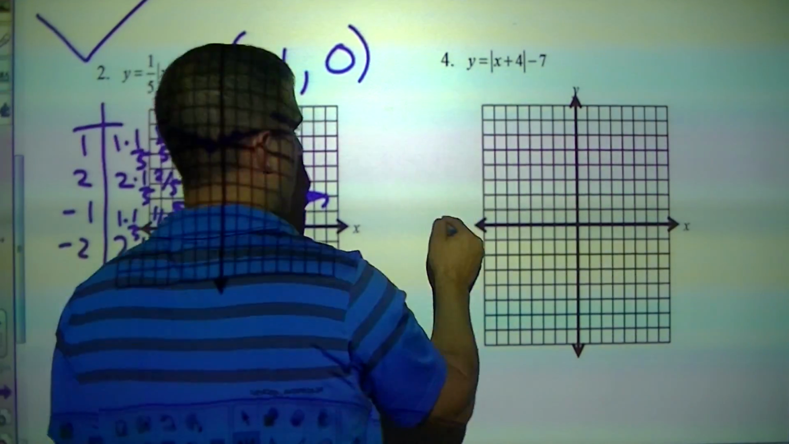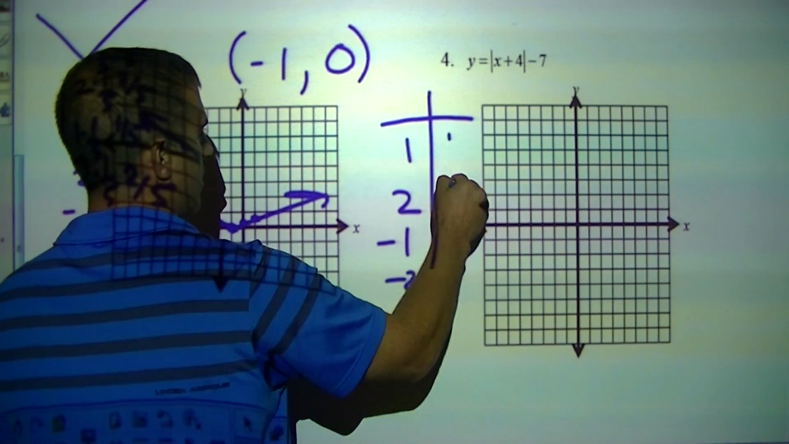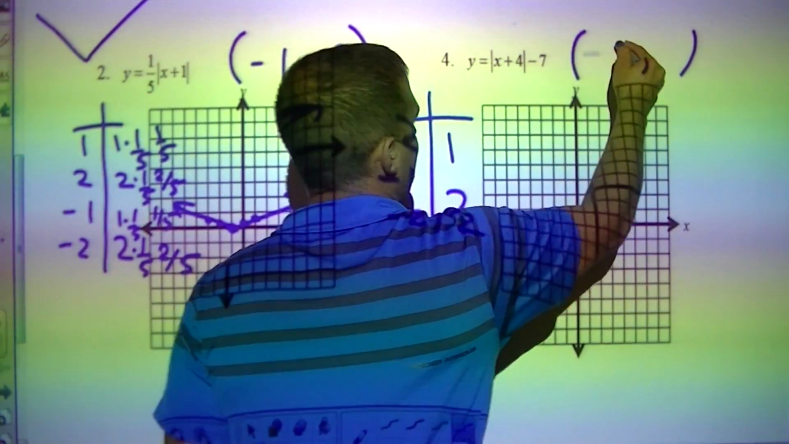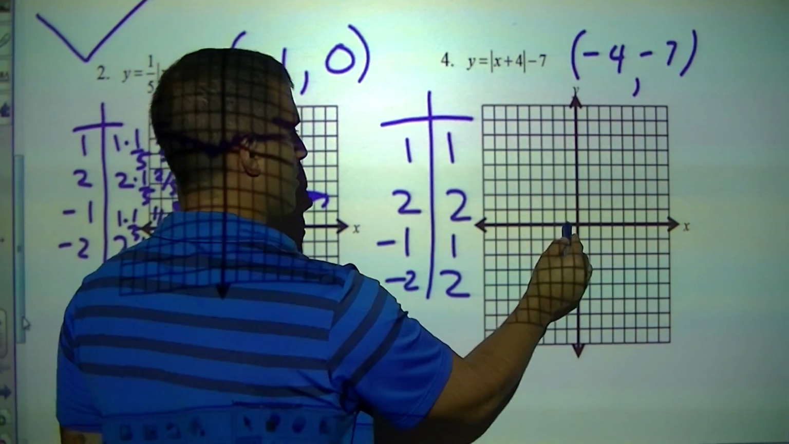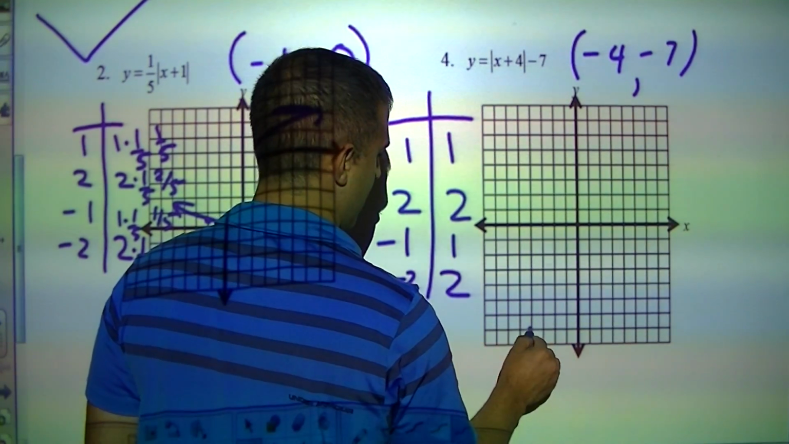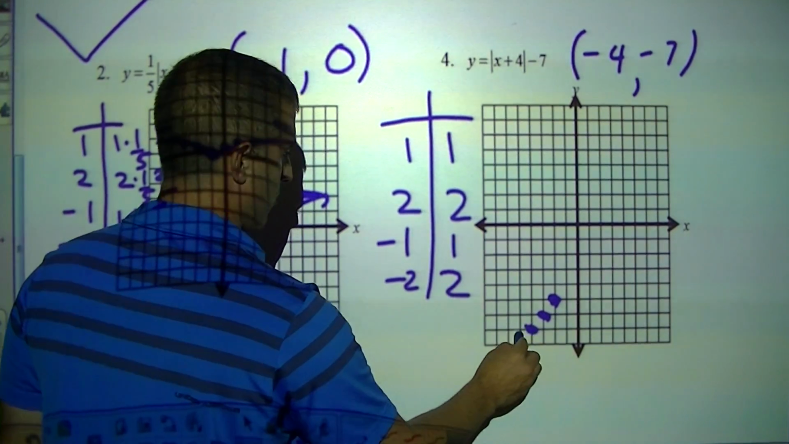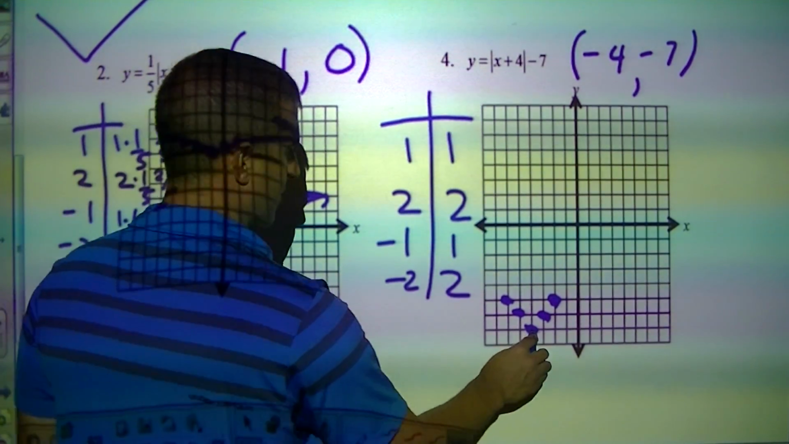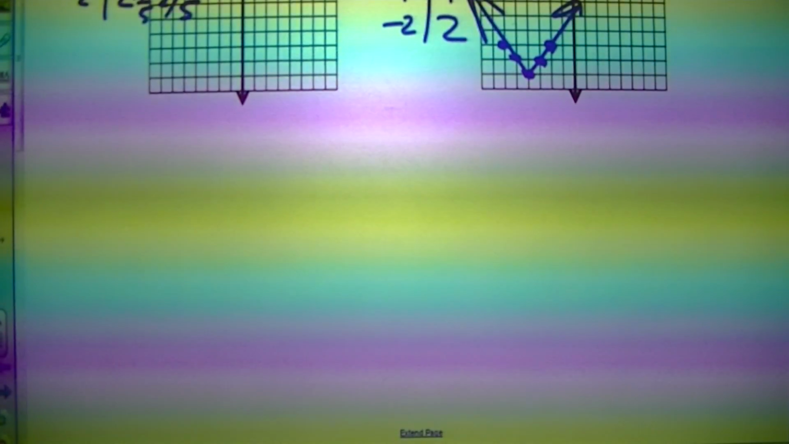This one, all right, 1, 2, -1, -2, 1, 2, 1, 2. My anchor point there is -4, -7. Opposite on the inside, follow on the out. 1, 2, 3, 4, 1, 2, 3, 4, 5, 6, and 7. So 1 right, 1 up, 2 right, 2 up. 1 left, 1 up, 2 left, 2 up. So this is left and right, up and down. V. Okay? All right, next page.